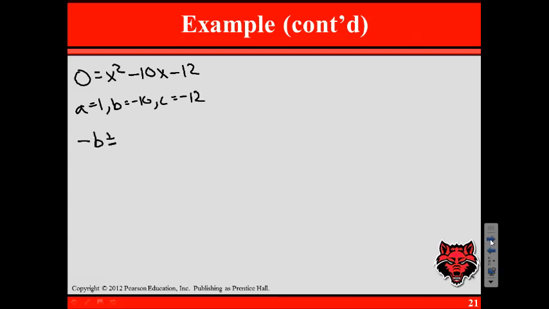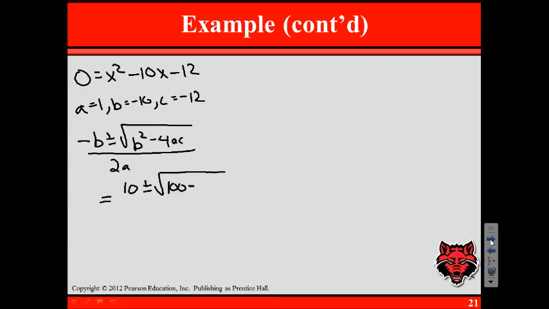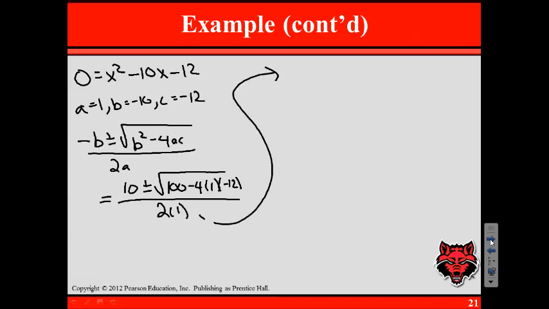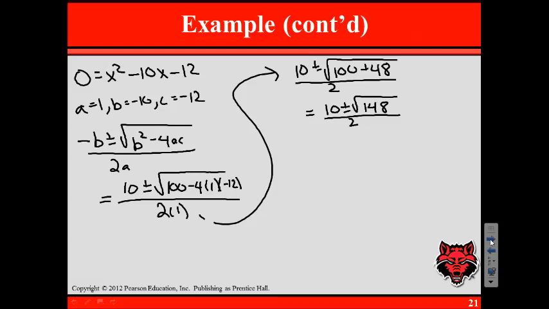Plugging those into the quadratic formula, we have negative b plus or minus the square root of b squared minus 4ac all over 2a. This gives us positive 10 plus or minus the square root of negative 10 squared, which is 100, minus 4 times 1 times negative 12, all divided by 2 times 1. We can continue reducing, and this becomes 10 plus or minus the square root of 100 plus 48 all over 2, which is 10 plus or minus the square root of 148 all over 2. Now at this point, we could try to find a decimal representation of each answer if we chose to, and that's what we're going to do.